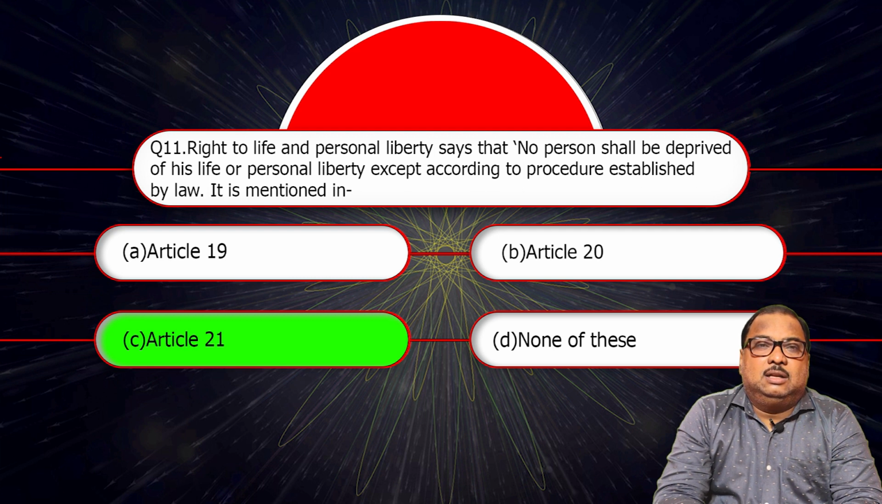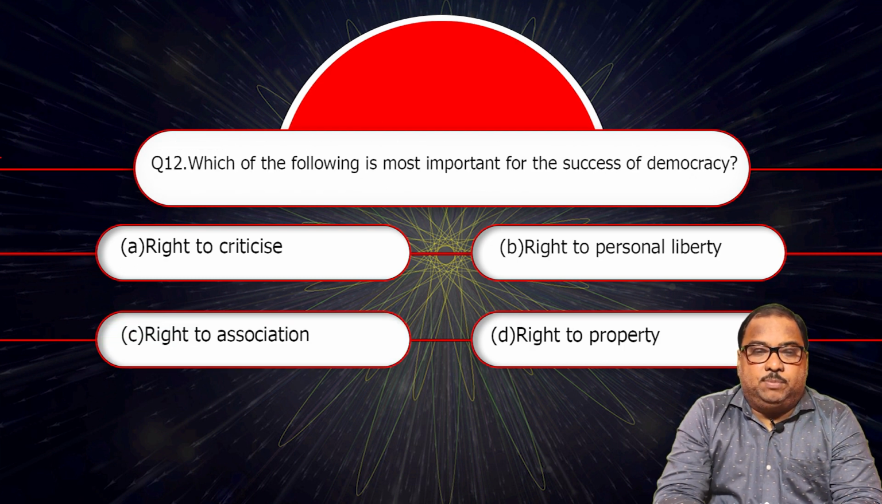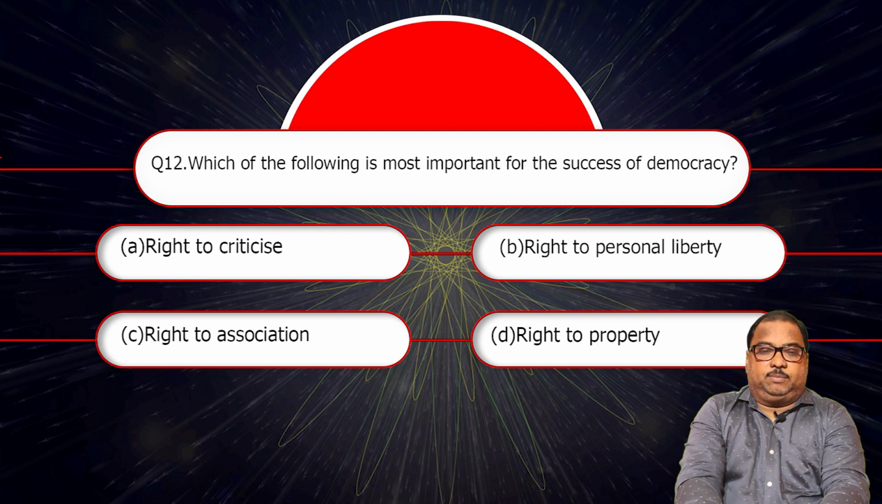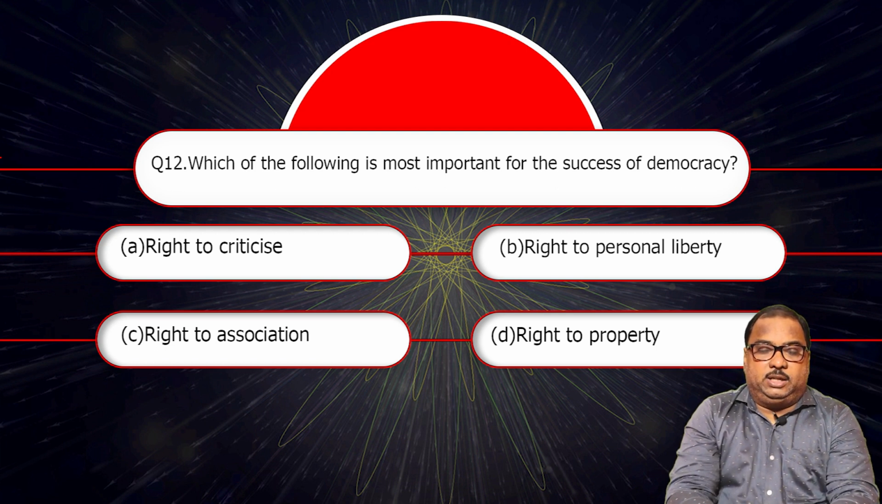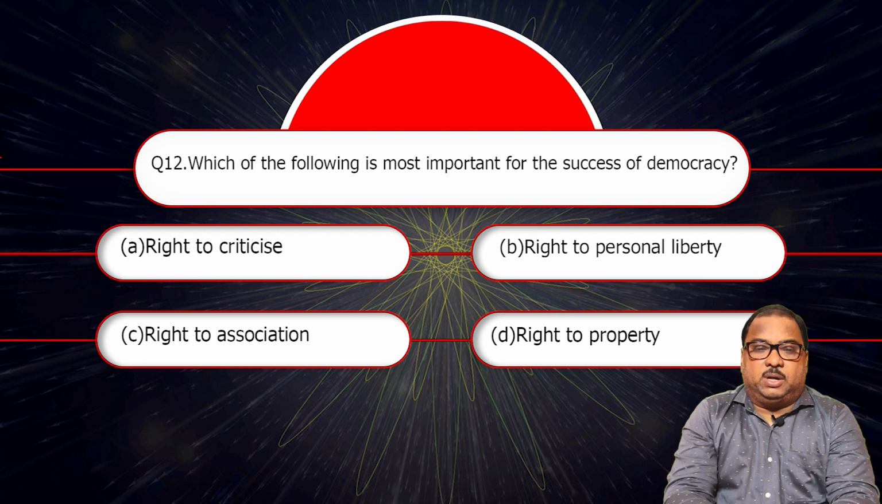Dear friends, the answer is option C, Article 21. It's a very important right. Next question. Which of the following is most important for the success of democracy? Option A, right to criticize. Option B, right to personal liberty. Option C, right to association. Option D, right to property. Your time starts now.